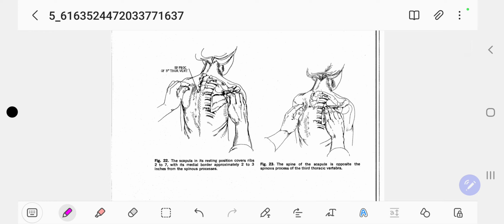Here it is very simple: the scapula is located between the 2nd to 7th rib, and the medial triangle of the scapula is at the 3rd rib, the 3rd vertebral process. The distance between the spinous process of the vertebra and the medial angle of the scapula is around 2 to 3 centimeters.